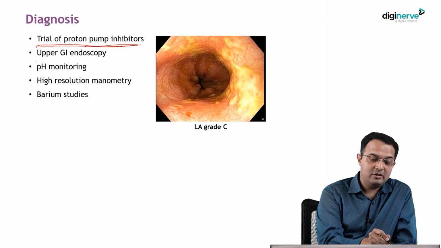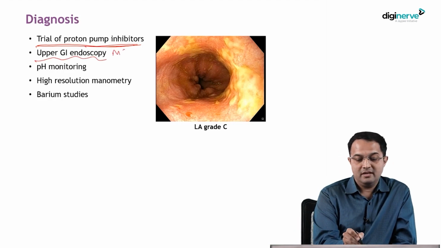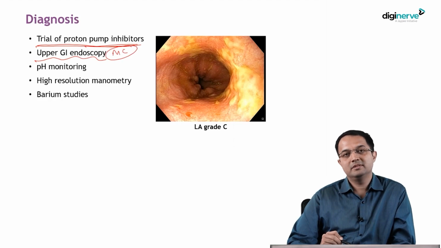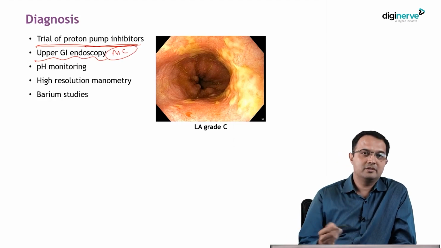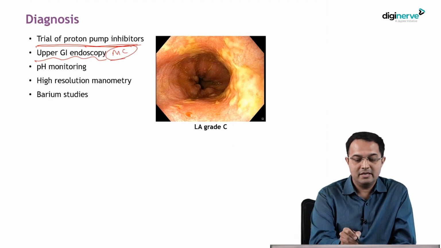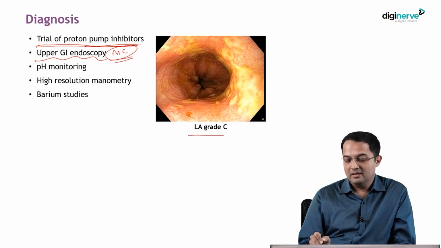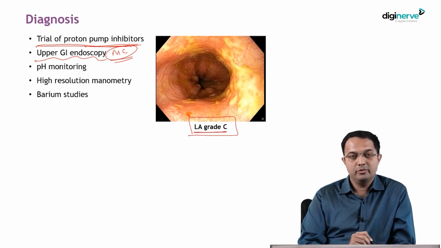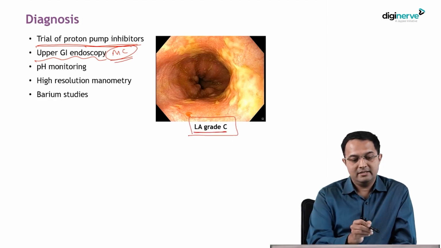Upper GI endoscopy is the most common investigation done. For any patient who comes with GERD symptoms, if they are not responding to PPI, or sometimes you really want to know before starting the patient on PPI, you are going to do upper GI endoscopy. And that's how it looks. This is LA grade C. I am going to talk about how you grade GERD in the next slide.